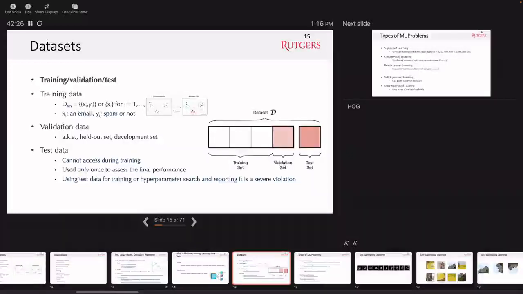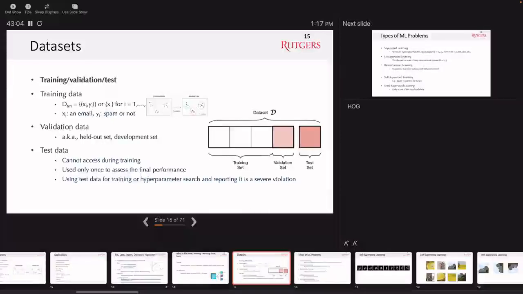The first set is the training data set. In the training data set, these are the data that you use to train your model. For example, in the supervised learning case, the training data will be a lot of pairs of x and y, and in the unsupervised learning case, it will just be a bunch of x. For example, if you're training a spam filter, then your training data will be a lot of emails with the corresponding labels, spam or not. So this is training data.